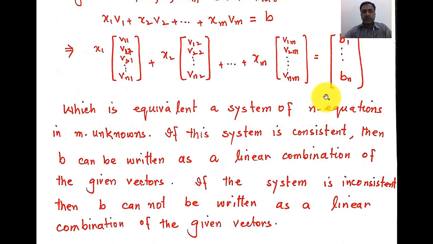Now, if this system is consistent, then b can be written as a linear combination of the given vectors v1, v2 up to vm. And if the system is inconsistent, it would mean that the vector b cannot be expressed as a linear combination of these m vectors.